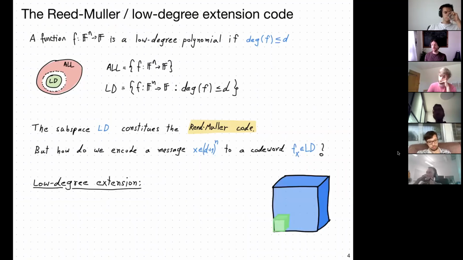So what is a low-degree extension? It's a way of taking some function which evaluates to the message and extending it to an entire field. So in some sense, what we'll do is arrange the message in a cube, which happens to be drawn in green here, and then consider the unique polynomial of low degree which takes these values on this small cube.